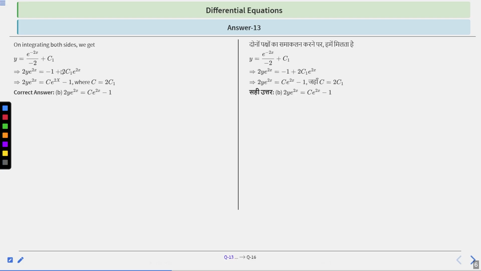Here 2c1 is equal to c, right? Therefore, the correct answer is option B, which is 2y e to the power 2x is equal to c e to the power 2x minus 1, right? 2y e to the power 2x is equal to c e to the power 2x minus 1. Option B is the right choice. Got it?